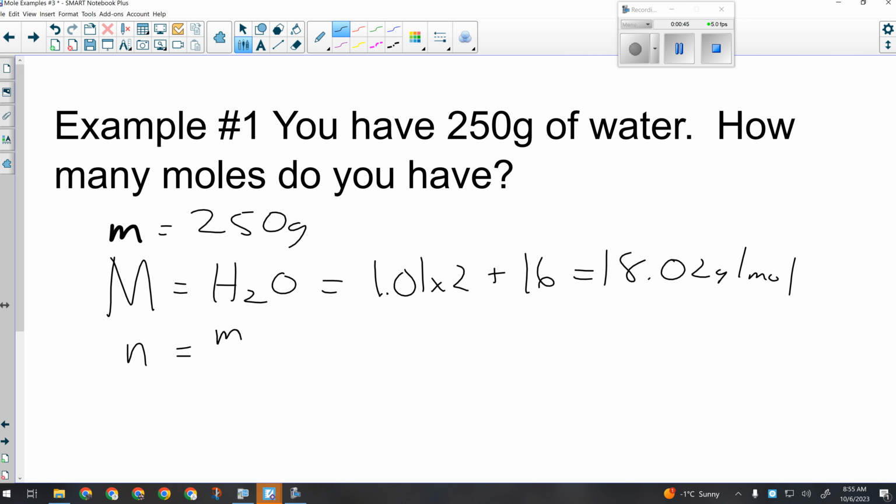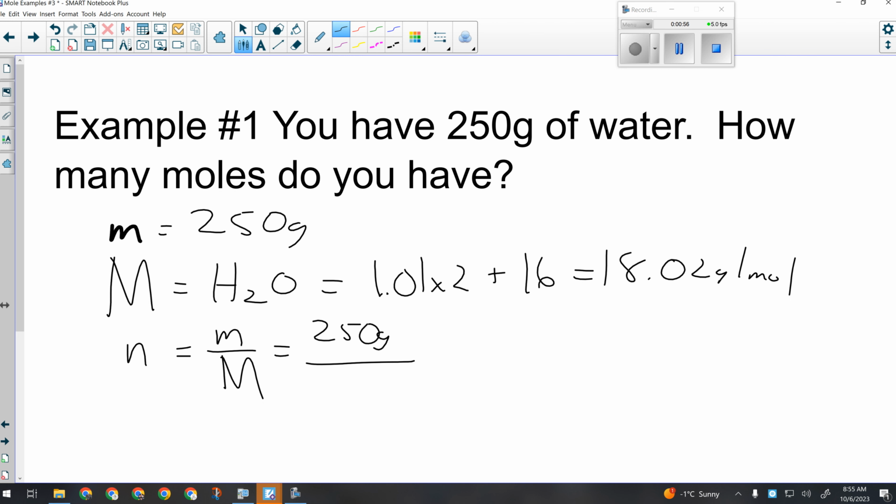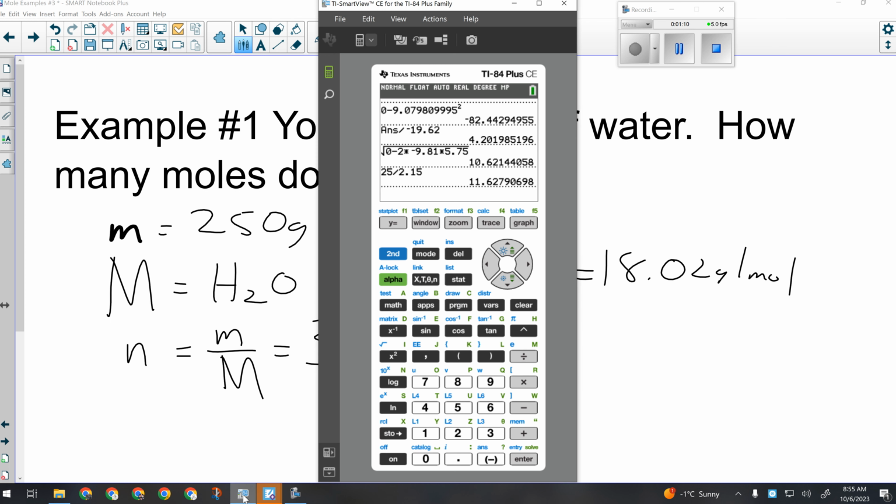So M divided by big M will get me the number of moles. That'll be my 250 grams. Incidentally, that is 1 cup of water. Divided by 18.02 grams per mole. When we do that, obviously the grams cancel, and we're left with moles. Sometimes a unit analysis helps people to understand what's going on with the math.